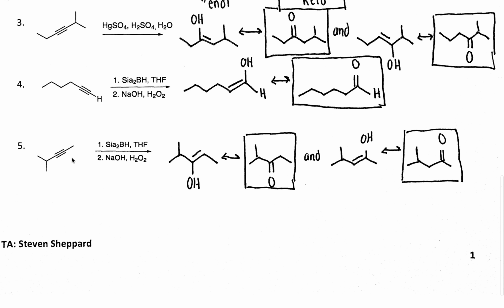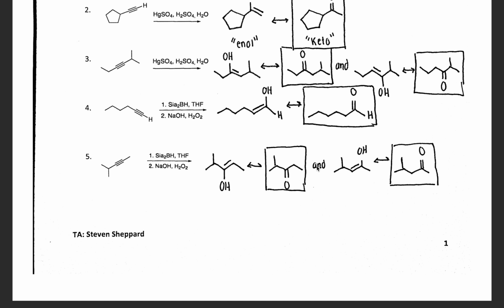When we look at number 5, we have a secondary carbon here, and we also have another secondary carbon here. So there is no difference in regioselectivity, so you would also expect a mixture of products. So on carbon number 3, we'd expect that enol, and on carbon number 4, we'd also expect that enol to tautomerize into 2 ketones. All right? Hope that makes sense.